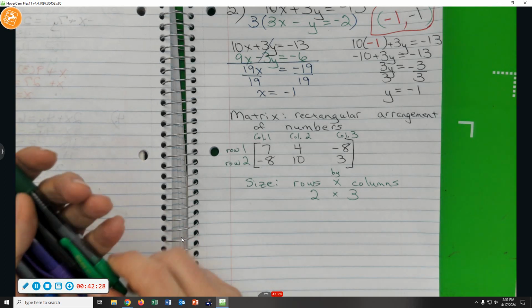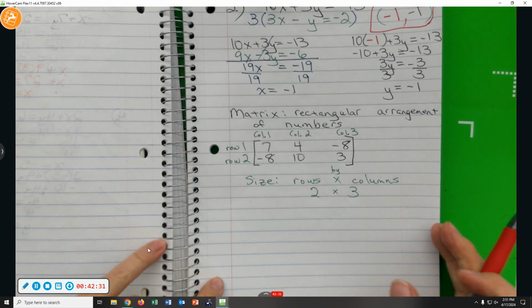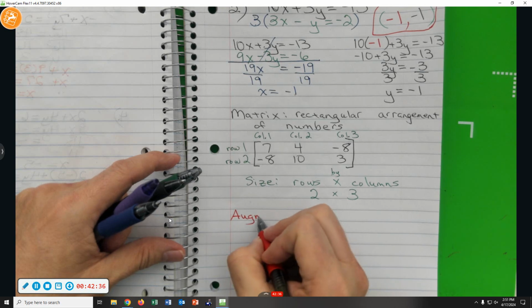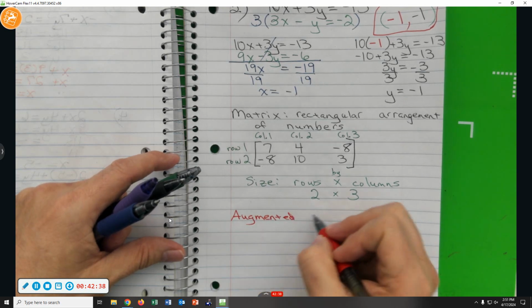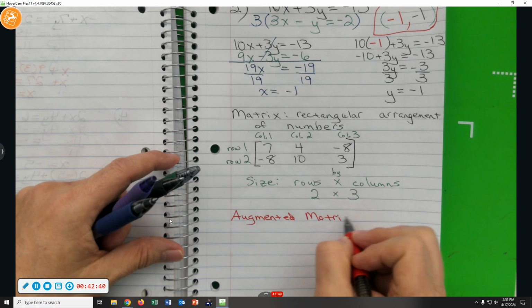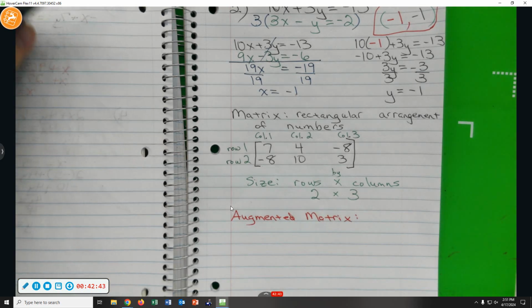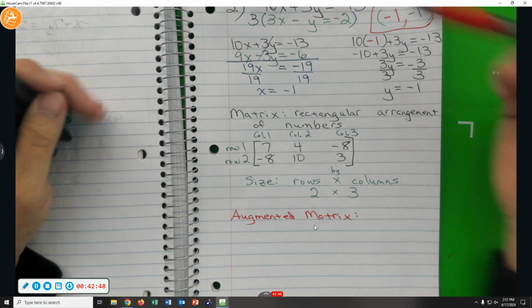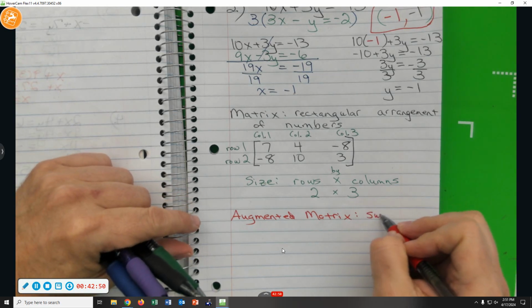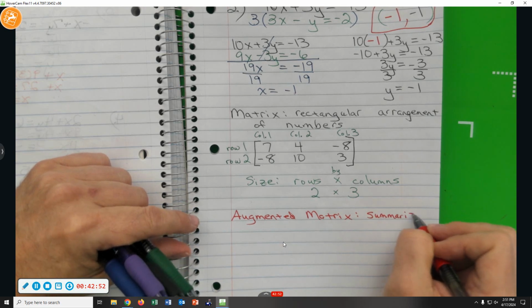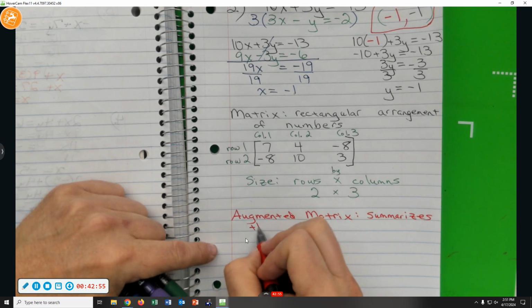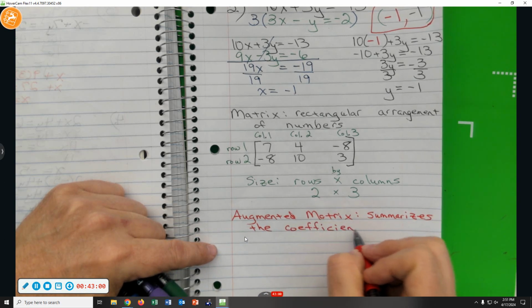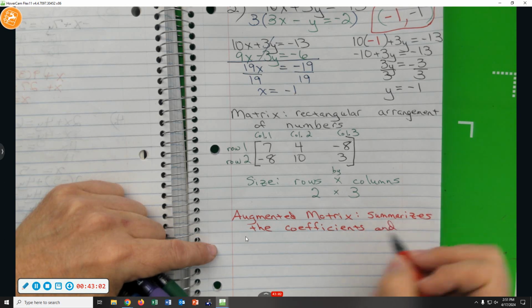And an augmented matrix. An augmented matrix will summarize the coefficients and constants of a system of equations.